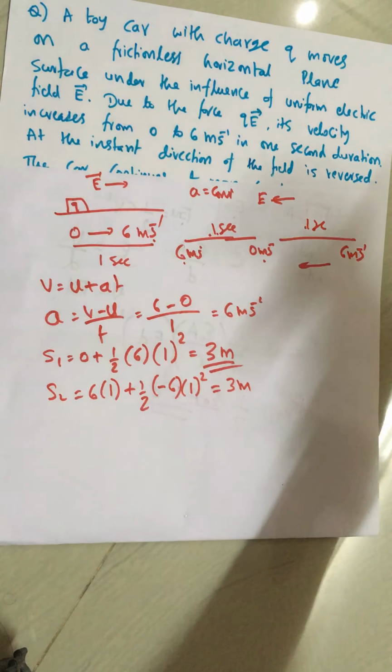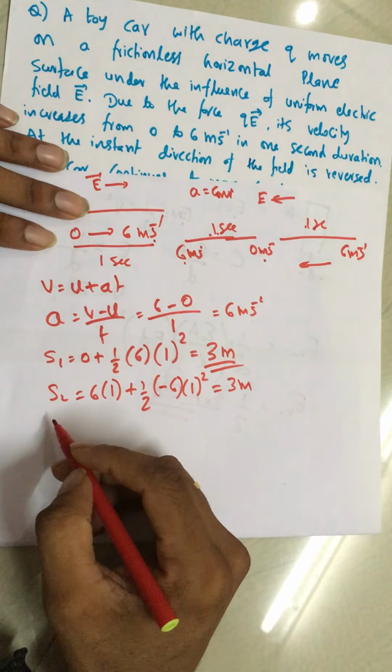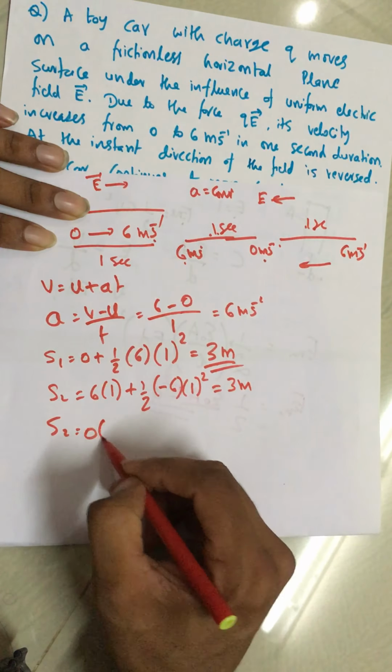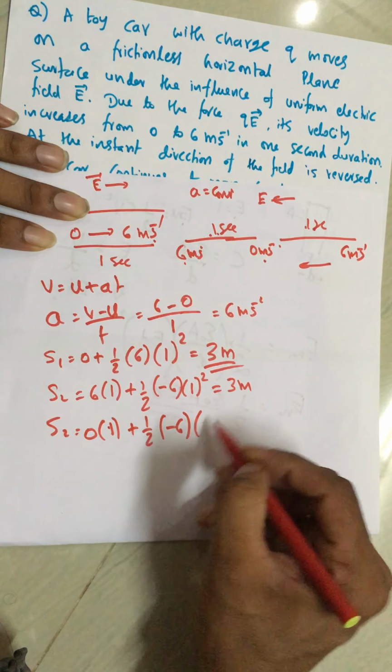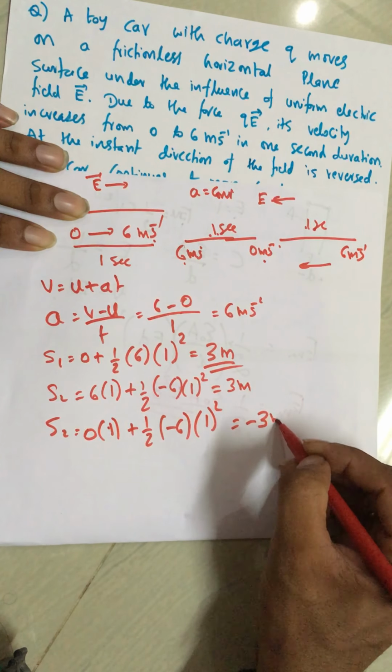Now when it moves in the opposite direction, again the acceleration is negative. What is the distance traveled? Initial velocity is 0 into t is 1, plus half, a is again minus 6, into time square 1 square. So that is minus 3 meter.